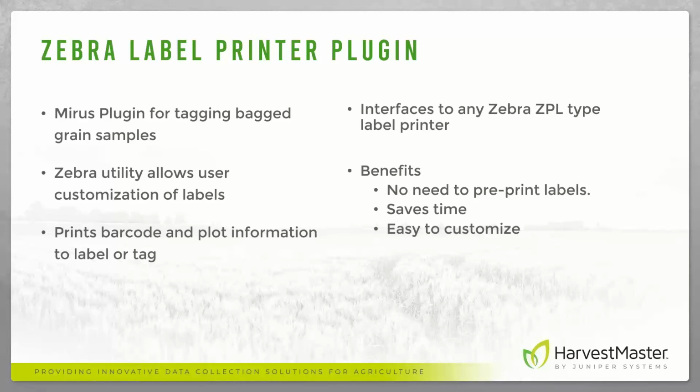We can print the barcode if it's in the map. We can print the barcode and other plot information right on the label. And then, like I said, this is a Zebra printer that we interface with. Some of the benefits we see is no need to do pre-printed labels. It saves you some time and also cost. And you can customize the labels to give you the information you want in the field.